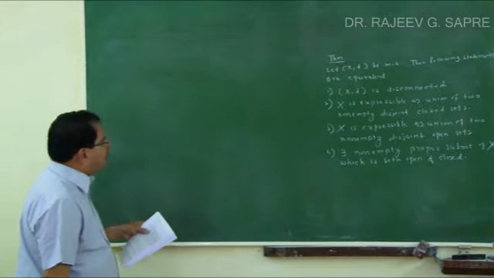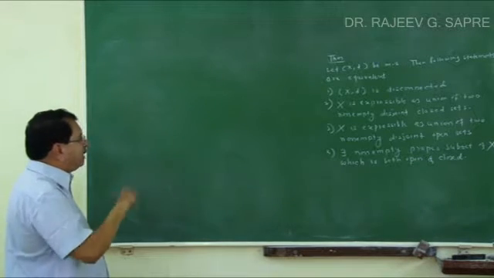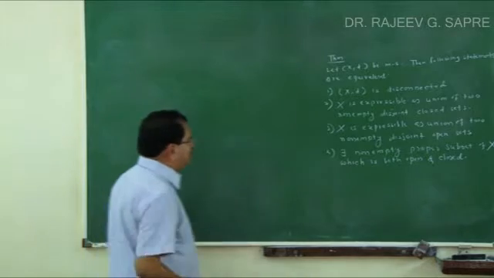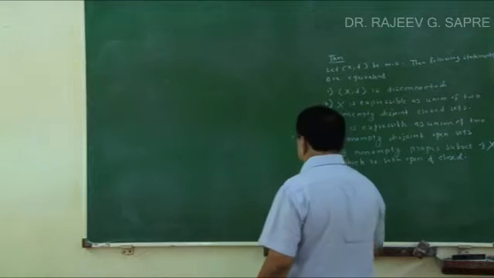Other ways, you just prove them pairwise. So we can here prove 1 implies 2 and 2 implies 1. Then you can prove 1 implies 3, 3 implies 1, etc. So many such ways are there. We are going to follow this way. We will first prove 1 implies 2 and 2 implies 1.